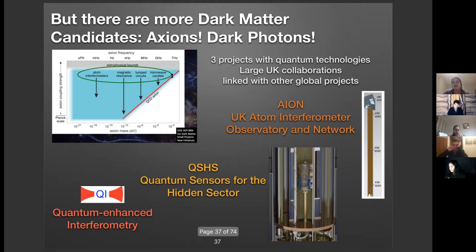And there are three new projects using quantum technologies that are broad UK collaborations. They're also linked with larger global projects on this. So there's AION, the Atom Interferometer Observatory and Network, QSHS, the Quantum Sensors for the Hidden Sector, and QI, the Quantum Enhanced Interferometry Experiment. All of them looking for various options of these other dark matter candidates, all using quantum sensors, which are really required down to these energies and to the precision desired. So let me end here.